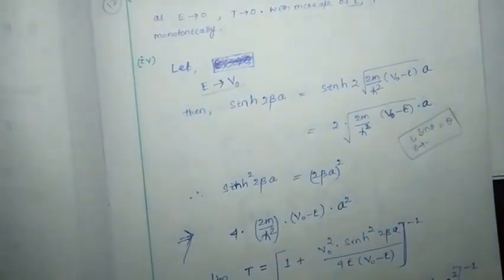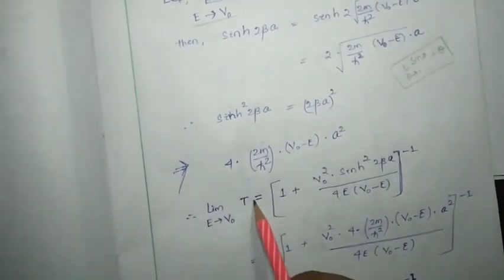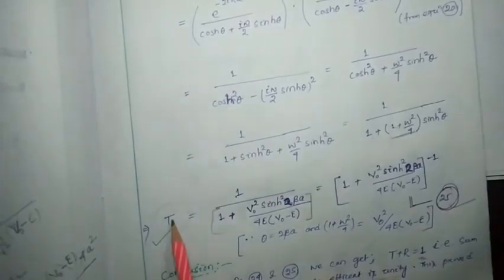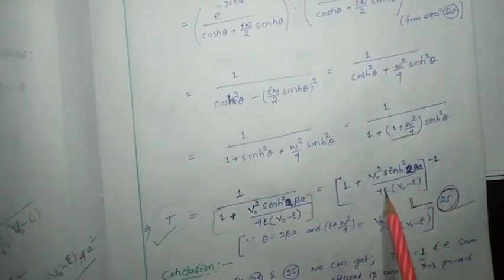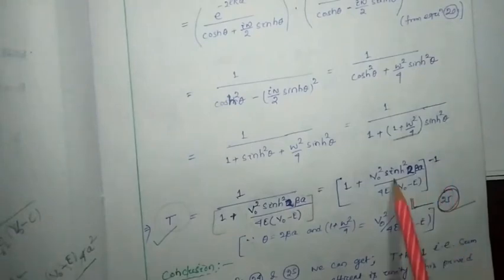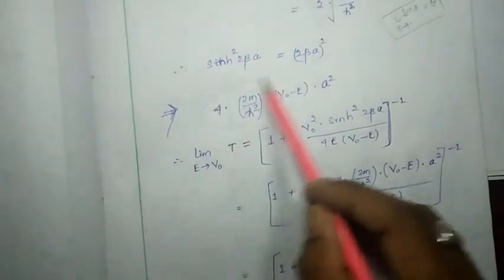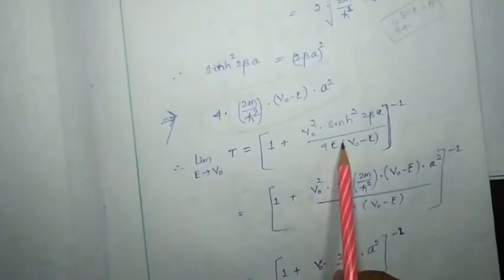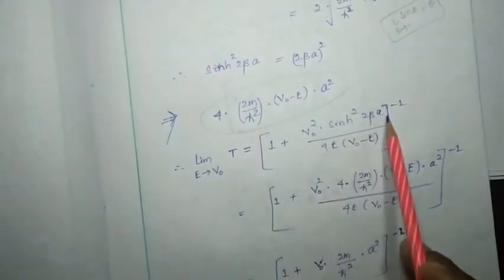Now we have to put this value for the limit E tends to V0. T will be how much? Already we have the last expression of T, which is 1 plus V0 square sinh square 2βa by 4E(V0 minus E), whole inverse. So the sinh square 2βa value we got this much when E tends to V0, right? Now we have to put this in our main equation.